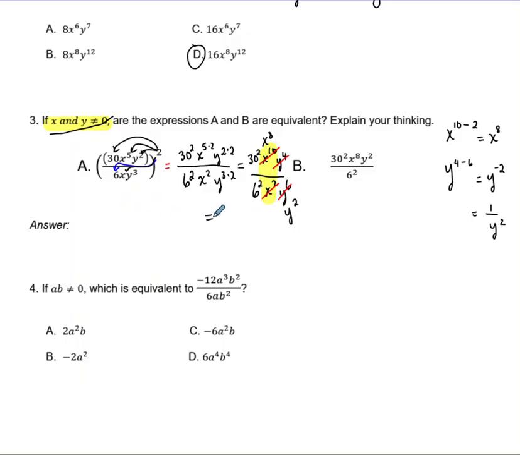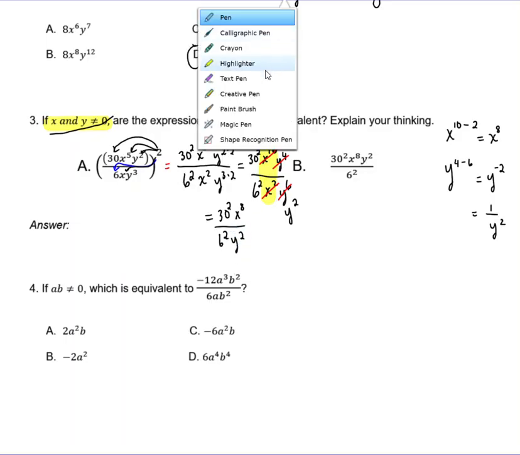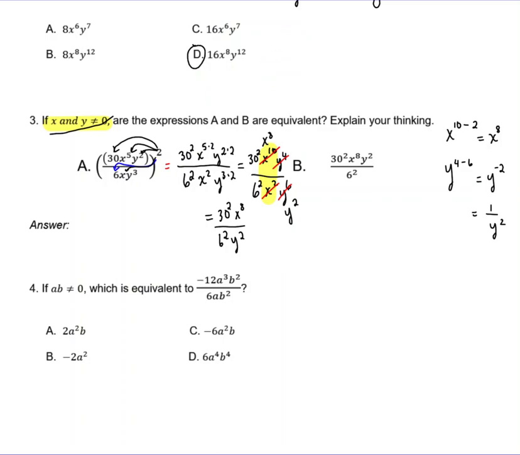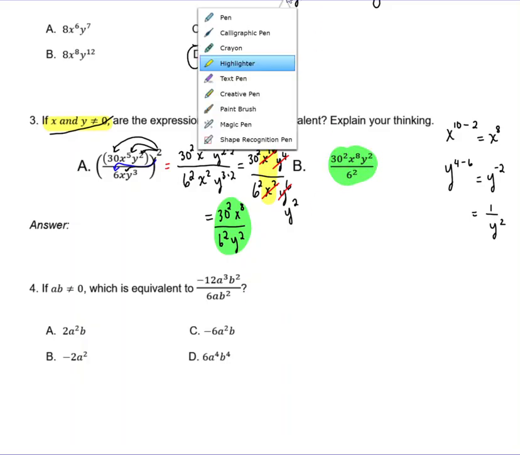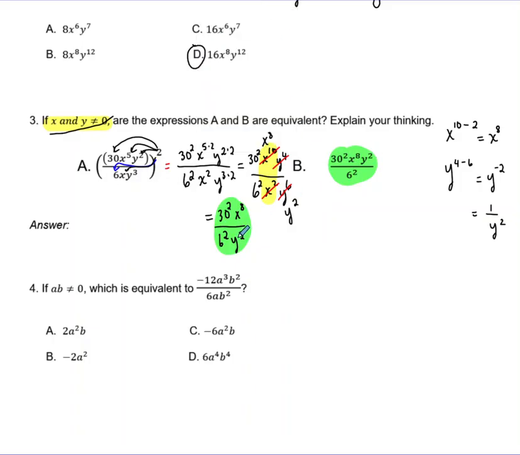So what do I have? I have in the numerator 30 squared x to the 8 over 6 squared and then y squared. Okay, now let's see what it is that we want to see. We want to see if once I simplified this, is it equivalent to this? They look very similar, but they're not, right? Because I have x squared up here and then x squared down here. So the answer is no, they're not equivalent.